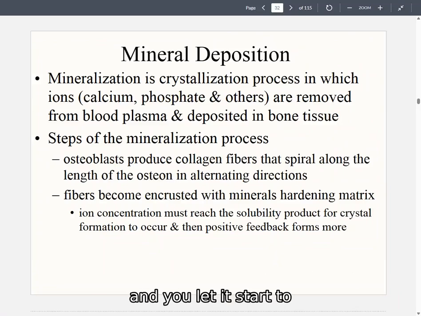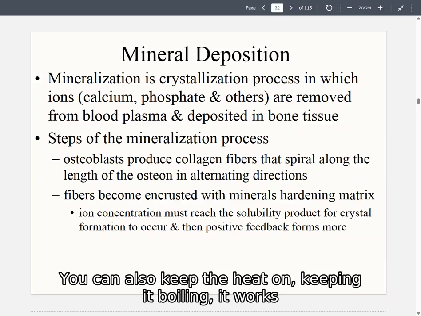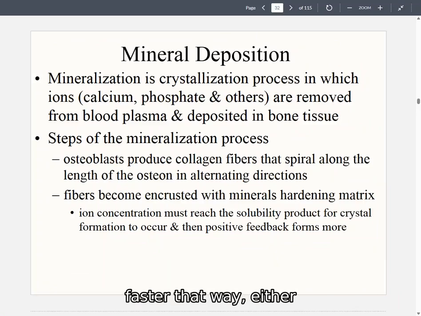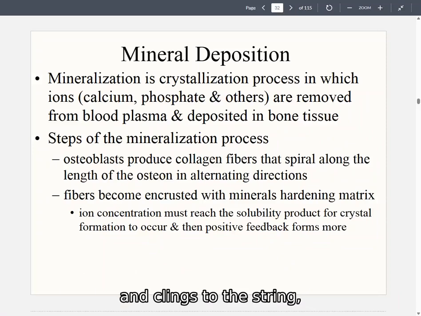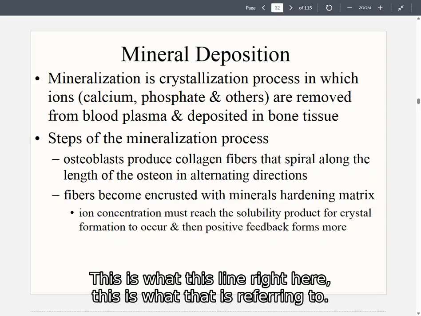And you let it start to cool. You can also keep the heat on, keeping it boiling. It works faster that way. Either direction, though, works. You let the water evaporate. And the salt comes out of solution and clings to the string. It starts to crystallize. This is what this line right here is referring to.